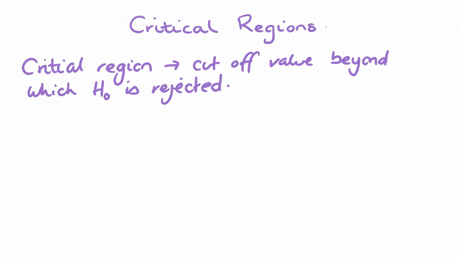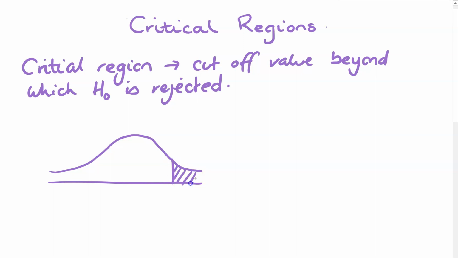So, in terms of your graph, what you'll be finding is your significance level will be given to you in a question. So, if I do that, for instance, the probability here has to be your significance level. This point here, that is your critical value. Okay, that kind of makes sense.